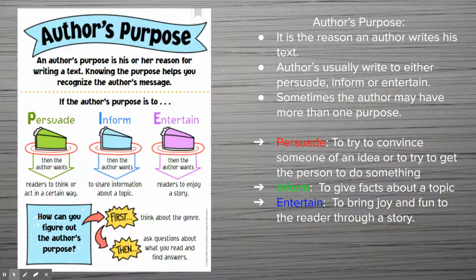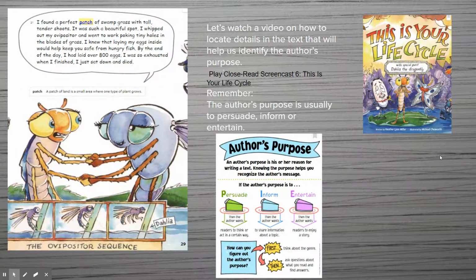So we're going to be figuring out the author's purpose by thinking about the genre. Most of the time, if the text is nonfiction, it's going to be either inform or persuade. If it's a fiction story, it might be to persuade, but entertain is going to be the main one for fiction. So after we figure out the genre, then we're going to be asking questions about what we read to try to figure out why the author wrote this. So we're going to watch a video on how to locate details in the text that will help us identify the author's purpose.